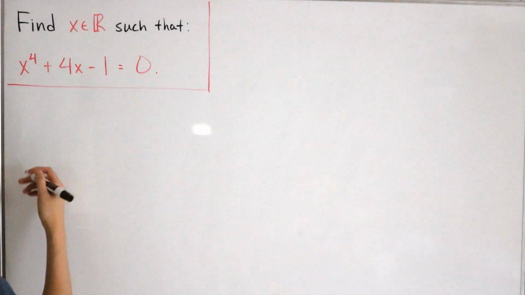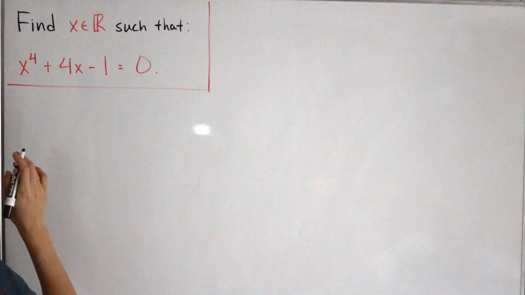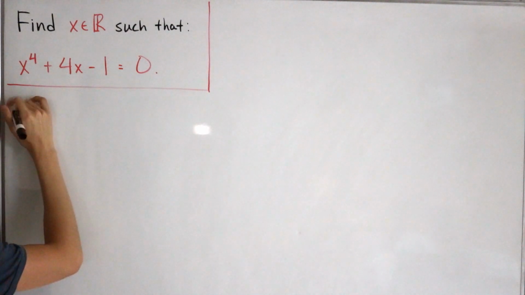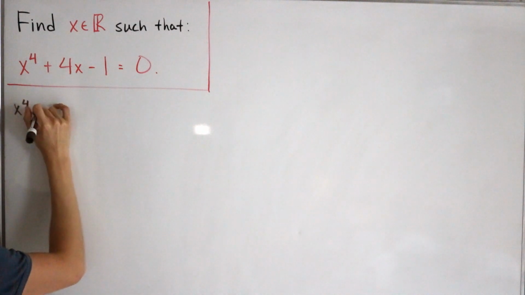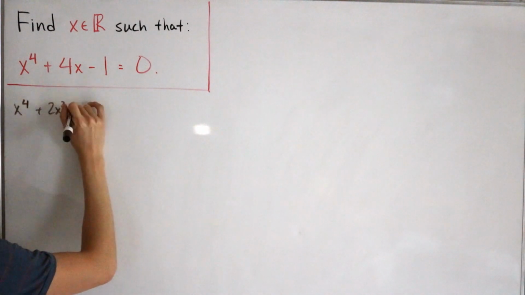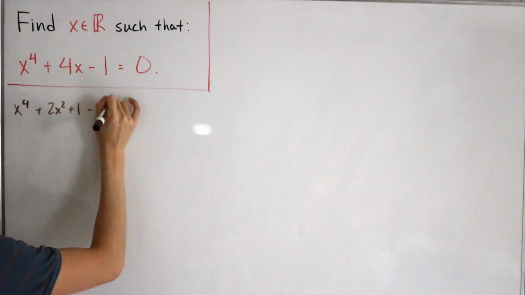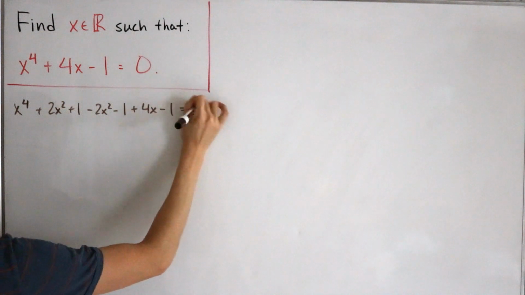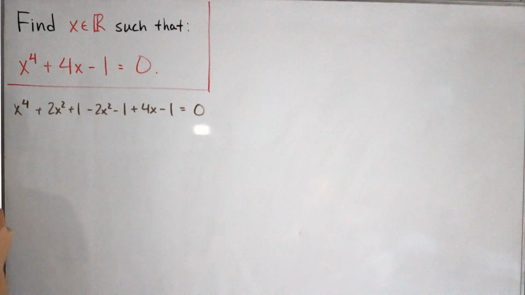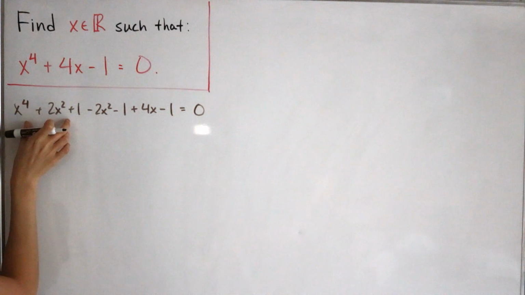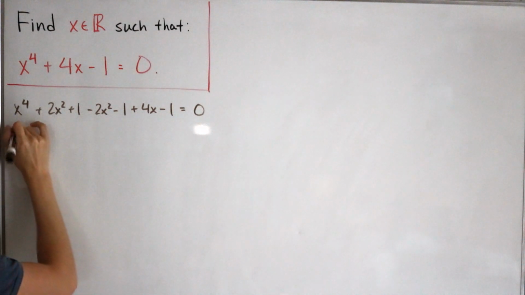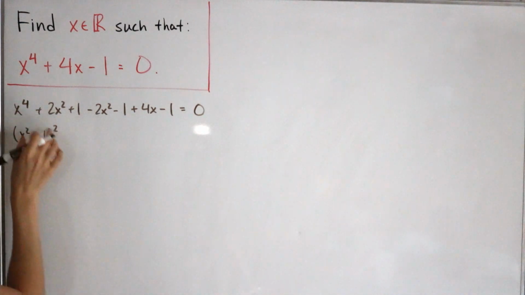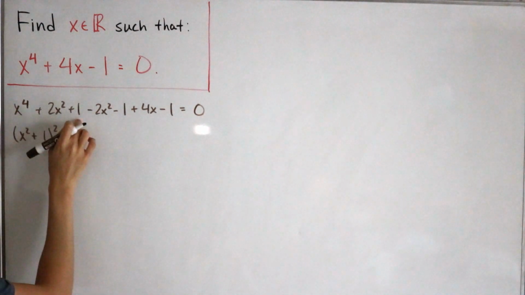So what I'm going to do first is add and subtract 2x squared and add and subtract 1. So we have x to the power 4, add 2x squared, add 1, then subtract 2x squared, subtract 1, add 4x, then subtract 1, and that's going to be equal to 0. Then we can factor this. If you unfoil, we have x squared plus 1, quantity squared. That's how we get this expansion for the first 3 terms.